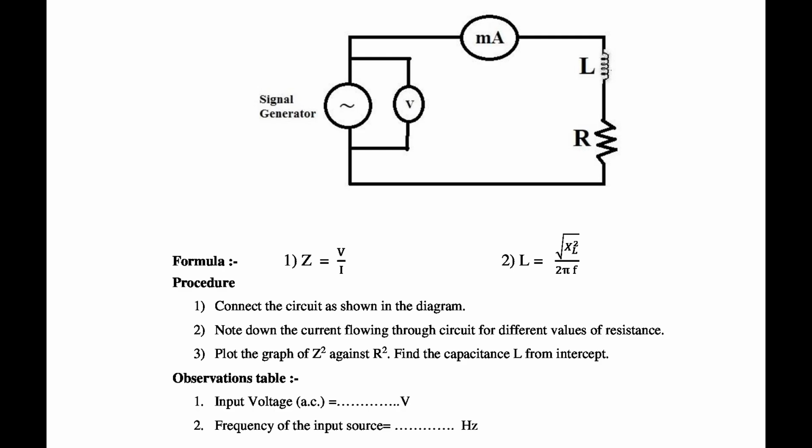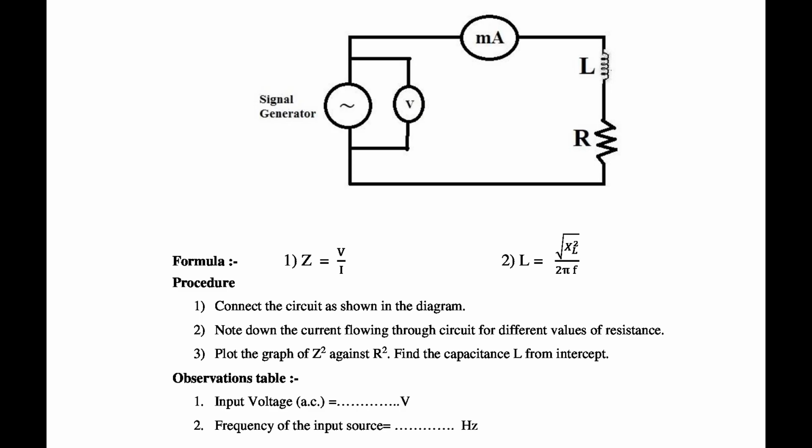The experiment we are going to perform today is the series LR circuit to determine the value of an inductor. As you can see in the circuit diagram, the inductor is denoted by L and the resistor is denoted by R. They are connected in series, that's why it is called an LR circuit.